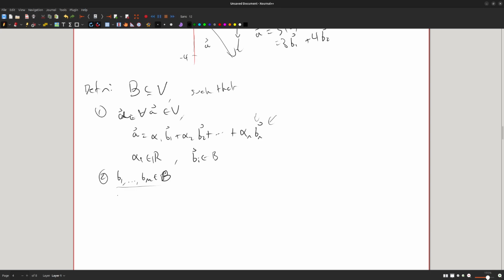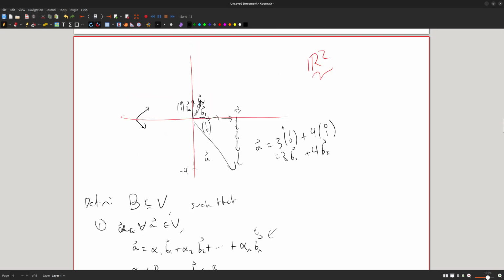You must have alpha 1 B1 plus dot dot dot plus alpha m Bm equal to 0. That implies that alpha 1 equals alpha 2 equals dot dot dot equals alpha m equals 0, right? So if you have some linear combination of your basis elements, and that linear combination sums to 0, you must require that all of the coefficients be 0. And this enforces that you have a minimal such basis.